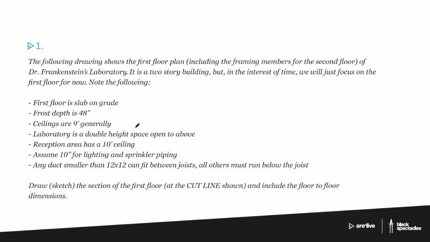Any duct smaller than a 12 by 12 can fit between joists. All others must run below the joist. So essentially, all the ducts are running below the joist, with the occasional little end pieces running up between them. And then draw the section. In this case, we're only going to deal with the first floor, but draw the section of the first floor at the cut line shown. So one of the things we should find quickly is where that cut line is, and include the floor-to-floor dimensions, the overall floor-to-floor heights. So let's take a look at what we're talking about here.